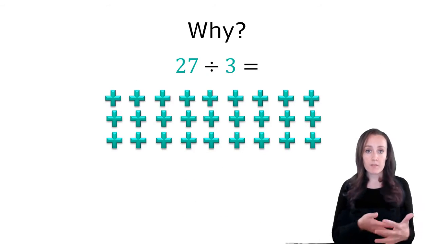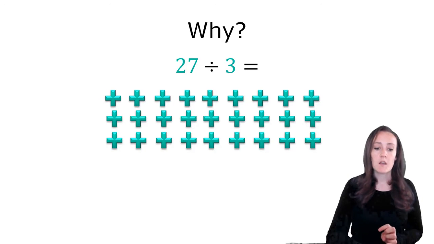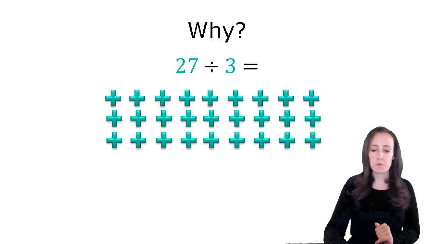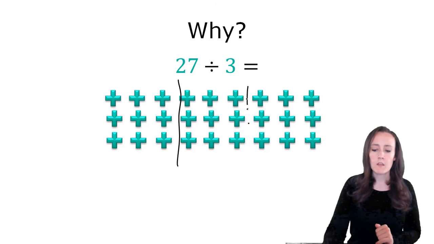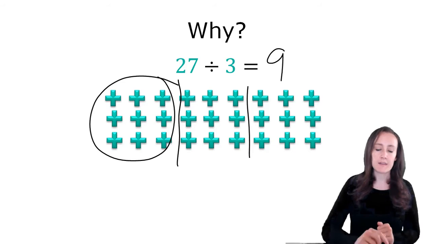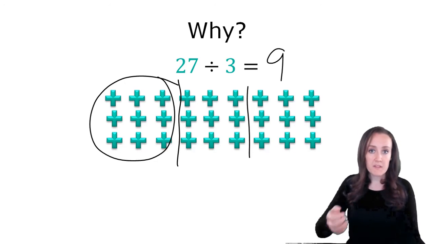So if I have positive 27, which I've drawn here on the board, that I have a group of 27 positive numbers, or positive signs, and I split that into 3 groups, like this, you can see that one group has positive 9, and that's why 27 divided by 3 is positive 9, which is pretty self-explanatory.